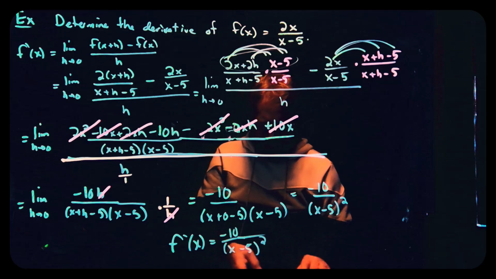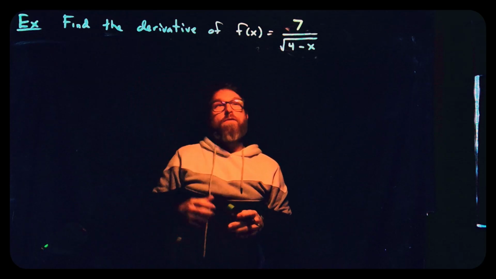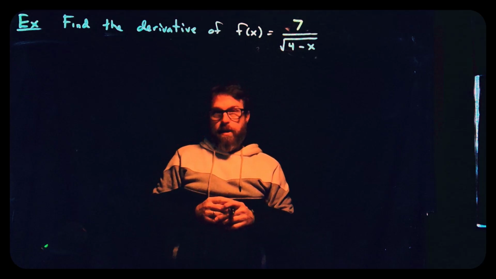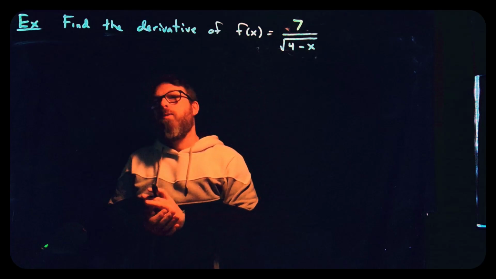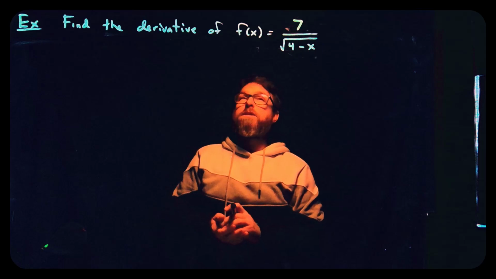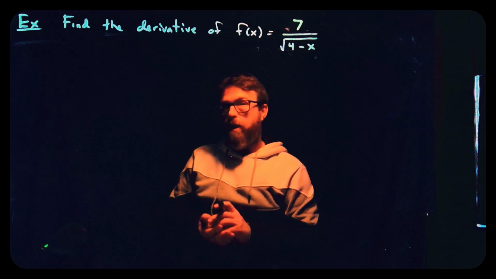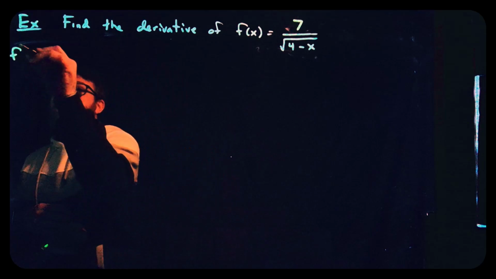All right, one more. So our last example is going to be find the derivative of f of x, which is equal to 7 over the square root of 4 minus x. Now what we're going to see here is since this is a ratio, we're likely going to have to do common denominators. And also since this has a radical there, we're likely going to have to do conjugates as well. So let's see this in practice.